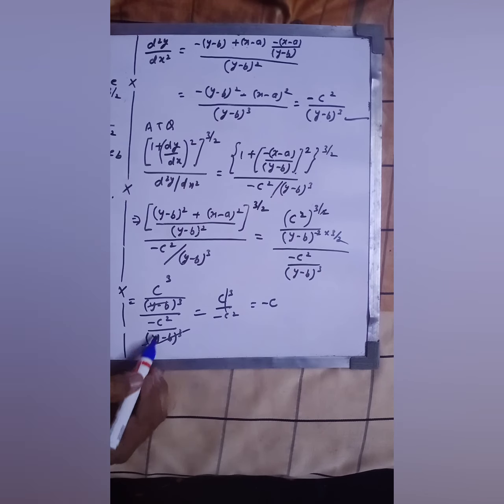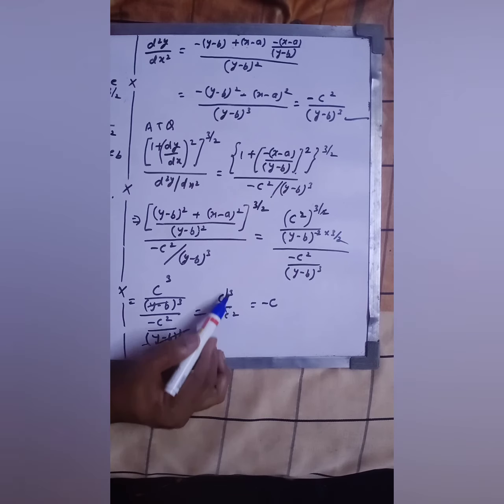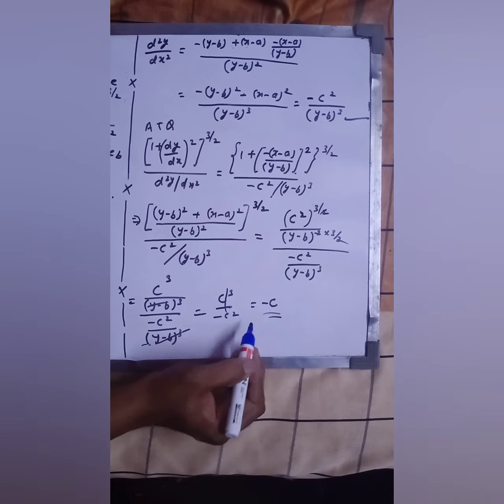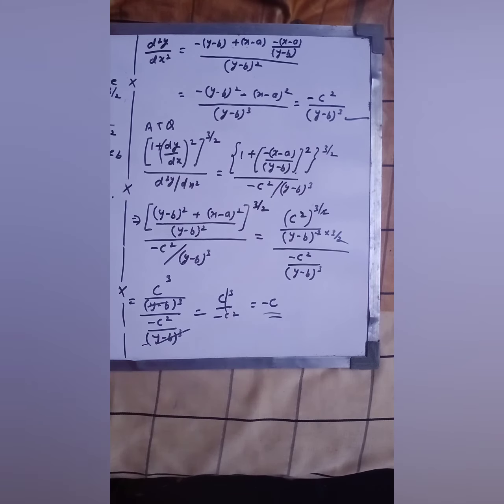Okay, now you can see that this is the same, you can cancel it, and c cube over minus c square will give you minus c. So the answer is coming in the form of c, not in the form of a and b, so it is independent of a and b. Got it? So this is how you can solve question number 15. This is an important question, so solve it at least 2 or 3 times.